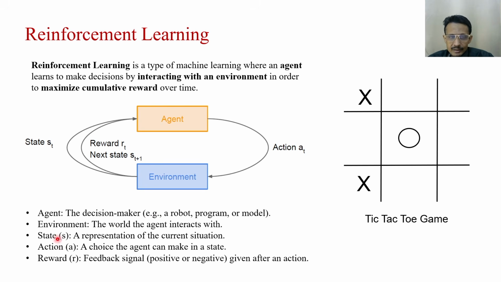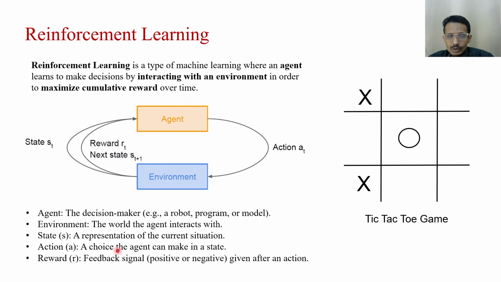Now what is the state? A representation of the current situation. That means given here, now we have two cross symbols and one circle. The question is, what will be the next state or next move, so that the player which is going to put a circle can win the match or at least draw the match. So that is the move, that is the action.